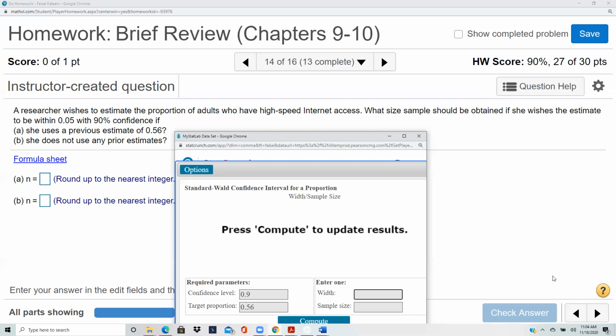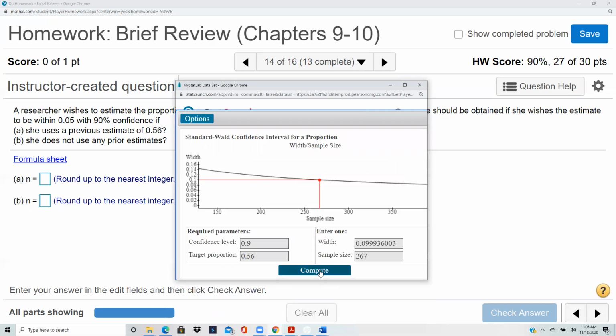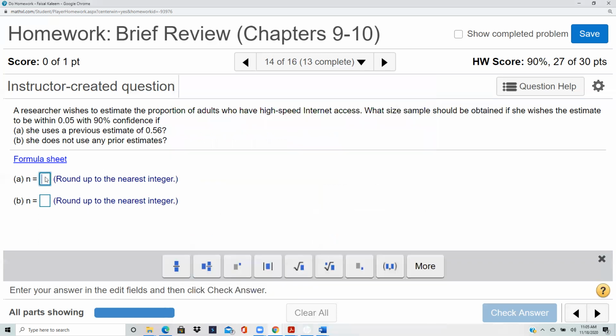Would it be 10? 0.10, right? Right. 2 times 0.05, so 0.1. And now you compute. 267. Let's see.